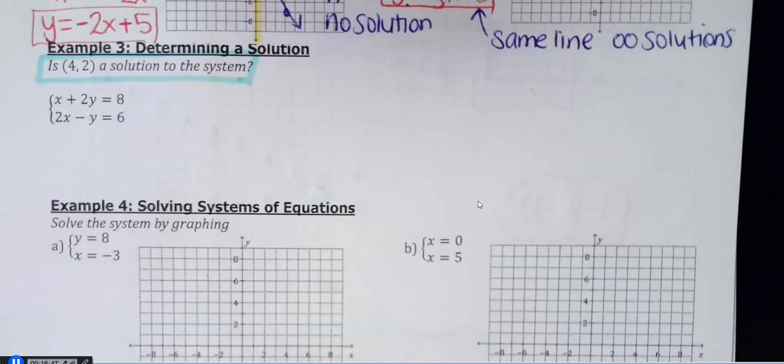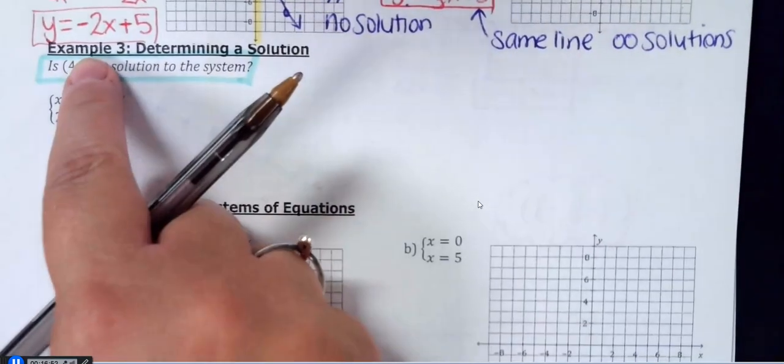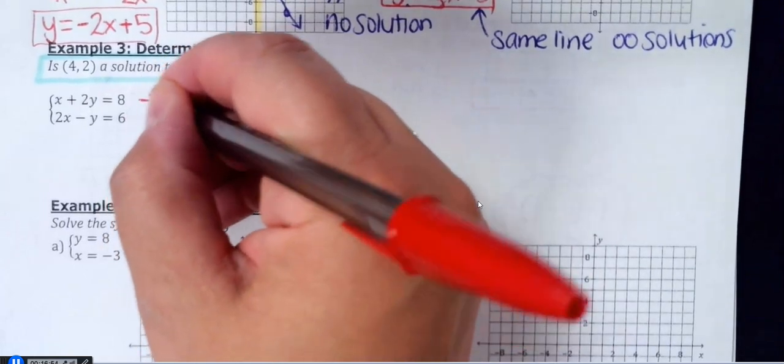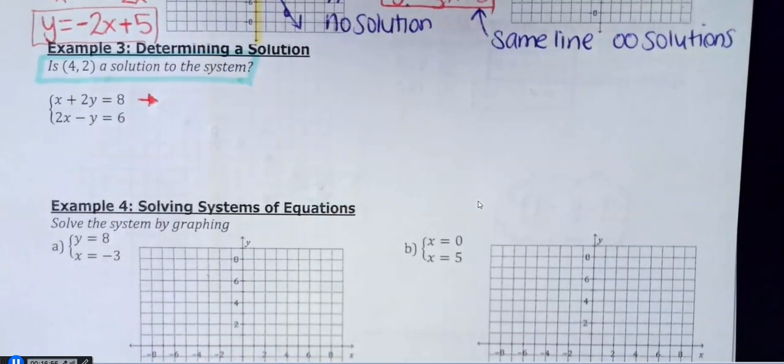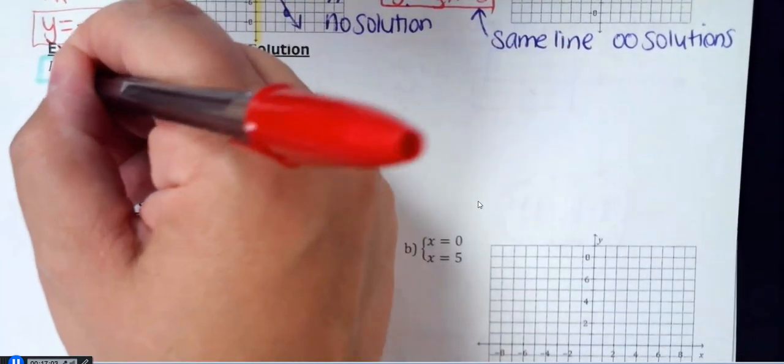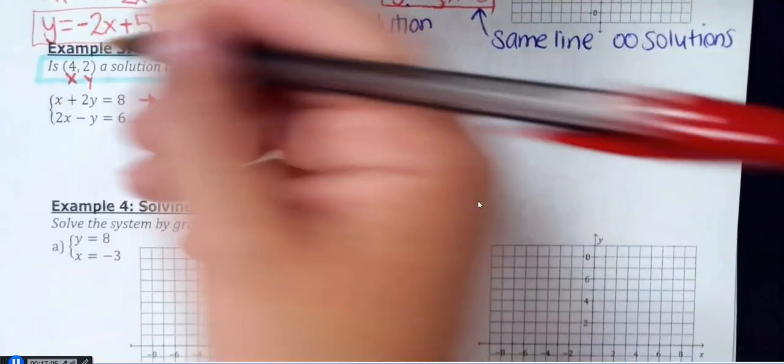Good. Perfect. Okay, all you're going to do is plug in 4, 2, but you're just going to do it for both equations. If it makes both of the equations true, then it's a solution. If it doesn't make both of them true, then it's not a solution. So remember that first number is the x-coordinate, the second number is the y-coordinate.